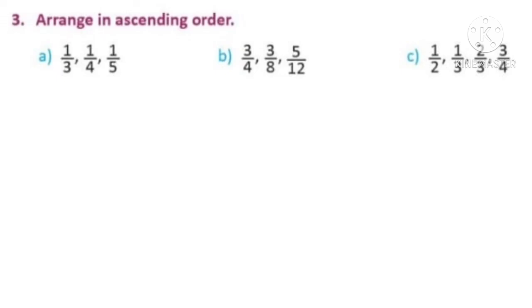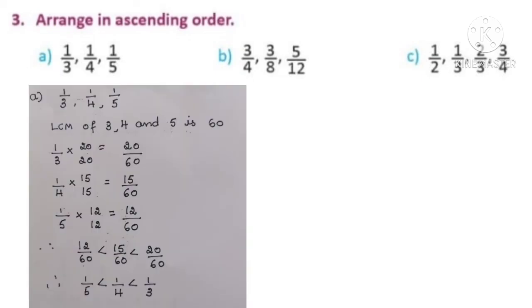That is, we have to start from smaller fraction to bigger fraction. To write the given fraction in ascending order, first you have to find the LCM. LCM of 3, 4 and 5 is 60. So, the fraction 1 by 3, here you should multiply numerator by 20 and denominator by 20, so that we will get denominator 60. 1 into 20 is 20, 3 into 20 is 60.